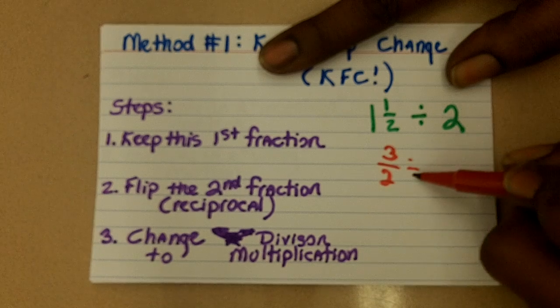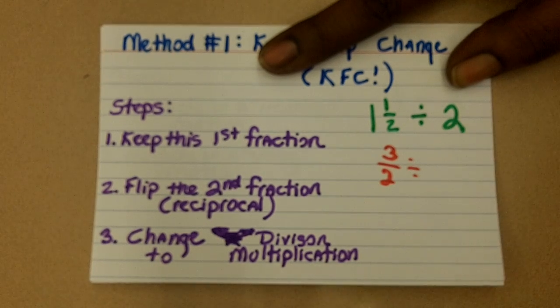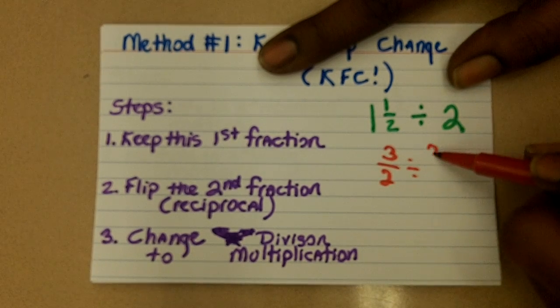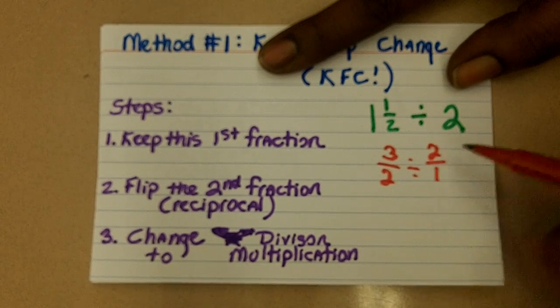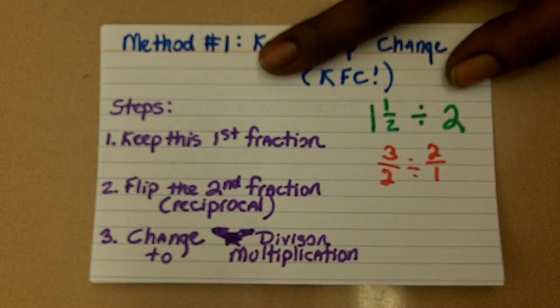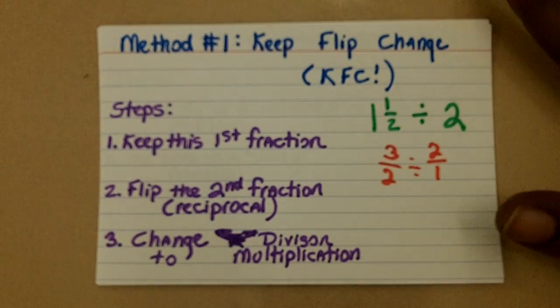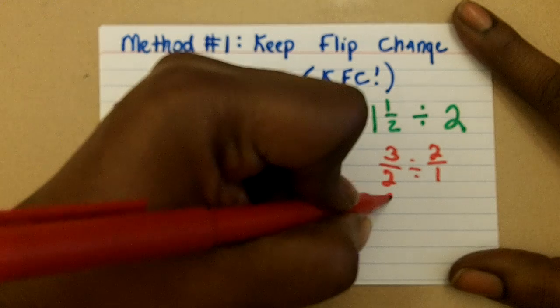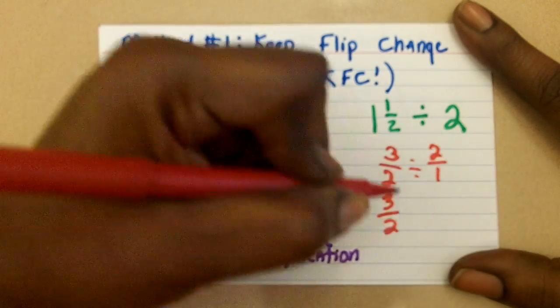And we are dividing that by 2. And remember, 2 is a whole number, so we're just going to change that to 2 over 1. Now we can get into the steps. Step number 1 says to keep the first fraction. So the first fraction, 3/2, will remain.